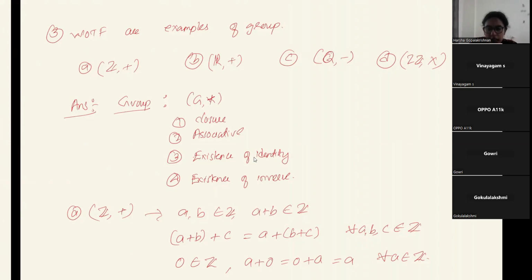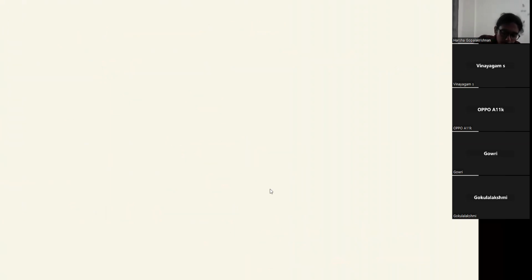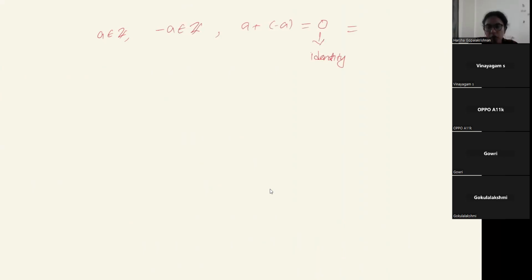Now, what about the inverse? If we have an element A in Z, what is the inverse of A under addition? Minus A. Minus A also belongs to Z, and A plus minus A under addition gives 0, which is the identity that we have already found, which is equal to minus A plus A. Okay, so Z plus is a group. Clear?